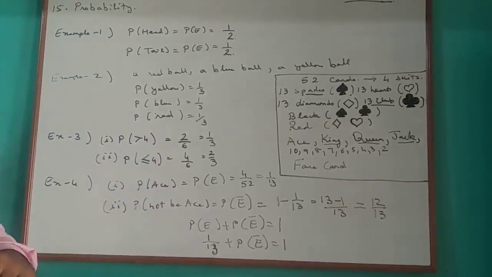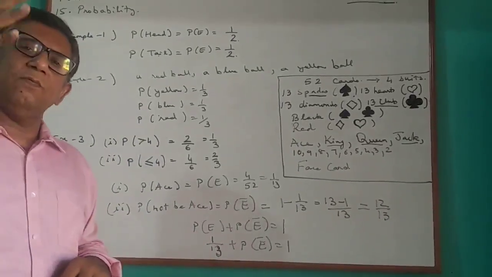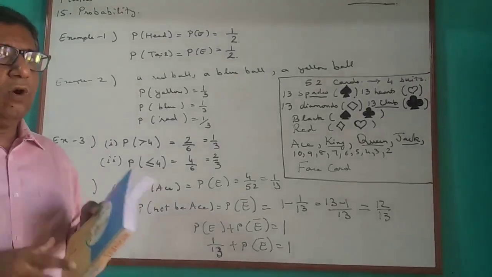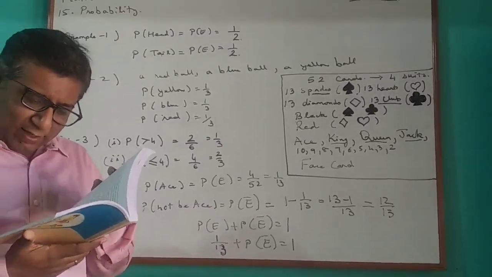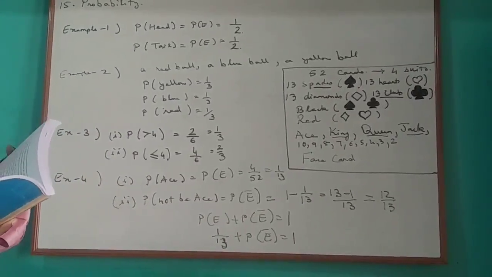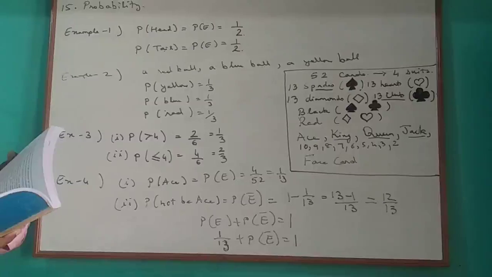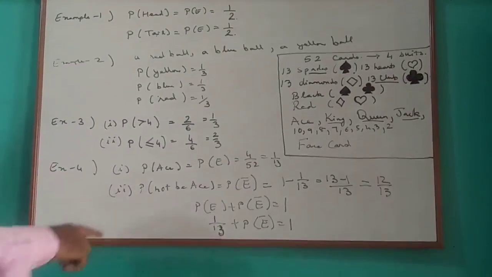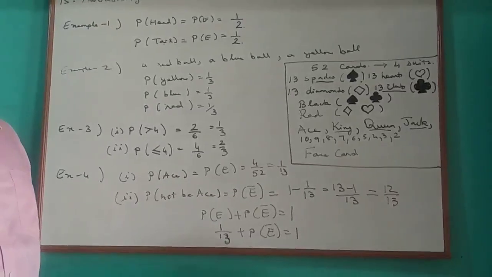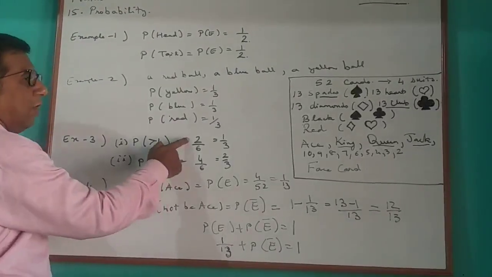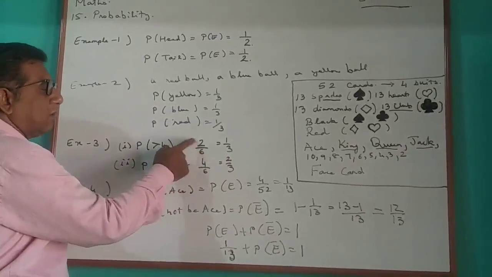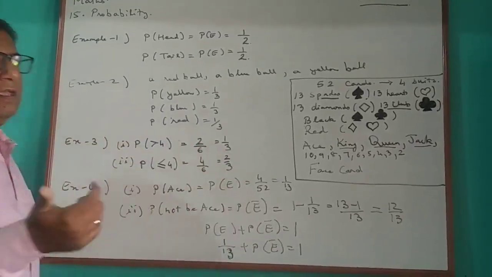Example number 3 says that we are throwing a dice. Dice has how many outcomes? 1, 2, 3, 4, 5 and 6. So total outcomes in a dice are 6. Now, what is the probability they are asking? First, what is the probability of a number greater than 4? Greater than 4, there are only two numbers, 5 and 6. So how many favorable outcomes? 2. And total outcomes? 6. So 2 by 6, that is 1 by 3.